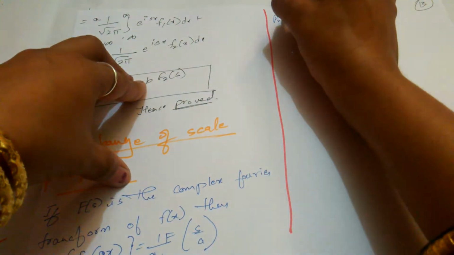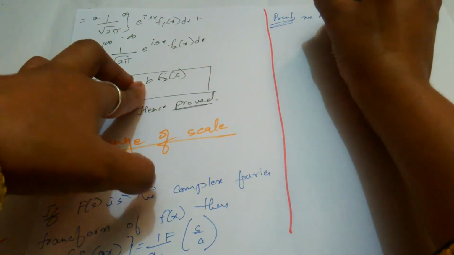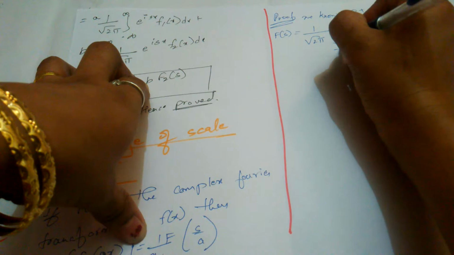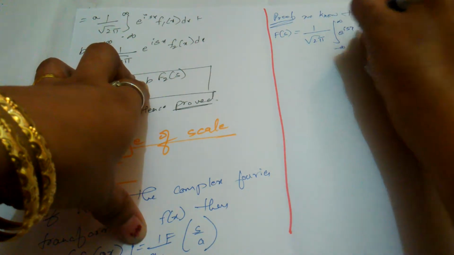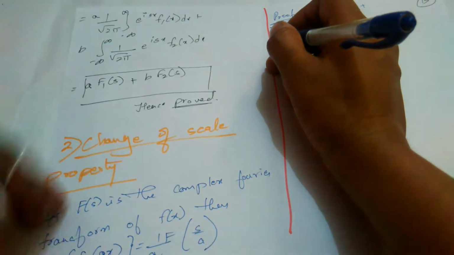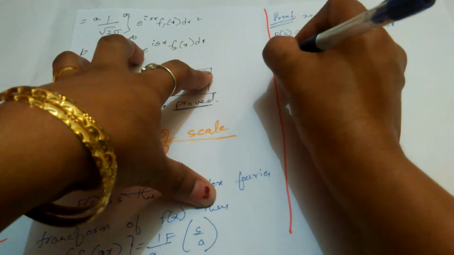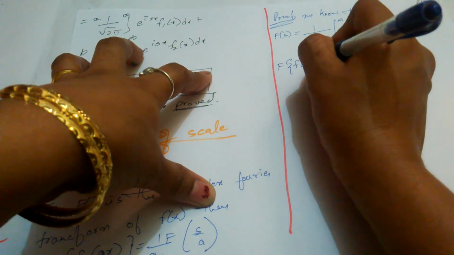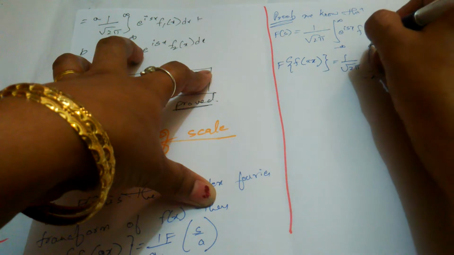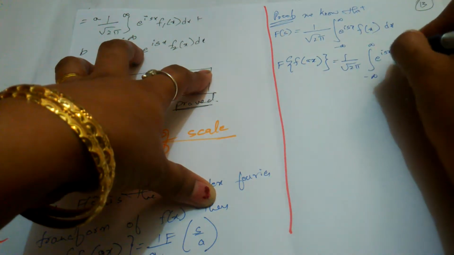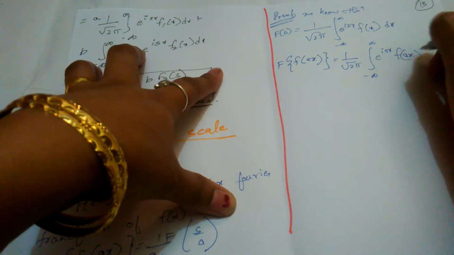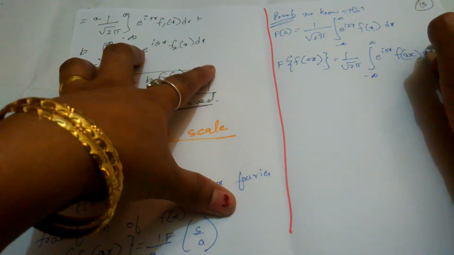So how we will proceed? Proof. As we know that F of s is equal to 1 upon square root of 2 pi integral from minus infinity to infinity e raised to i s x f of x into dx. So I'll take this LHS. So F of ax, okay, so what I'm getting is 1 upon square root of 2 pi integral from minus infinity to infinity e raised to i s x f of, instead of x, what I'll write is ax dx.